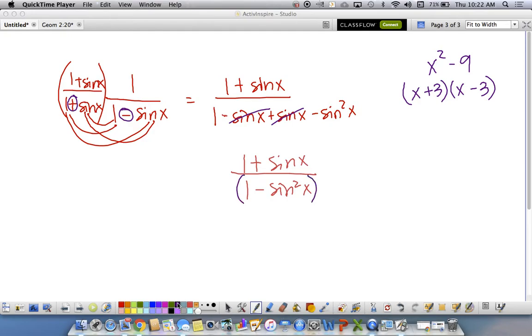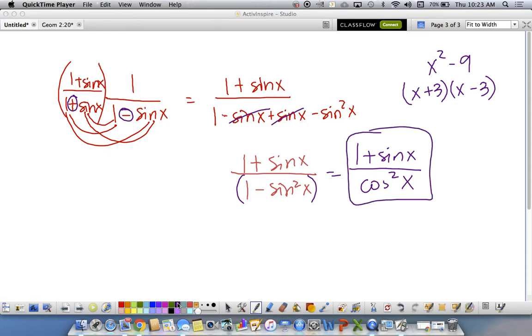Why did they say we might make it that way intentionally? Because do you know what 1 minus sine squared is? What's 1 minus sine squared x? Cosine squared. It's simply cosine squared x. So this is really 1 plus sine x over cosine squared x. And if it's said to just simplify, this is what we would go to. So there's nothing else to do with it. But I'm going to simplify it as much as I can.